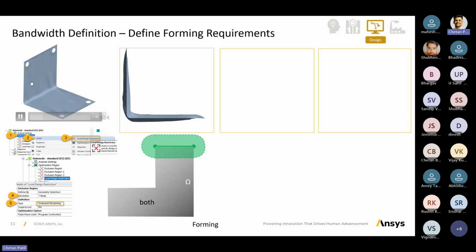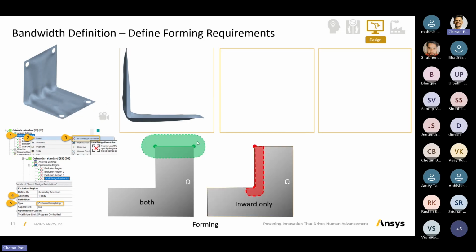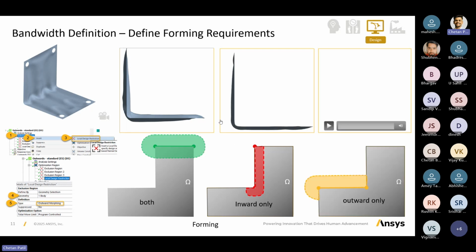You can also define constraints, like what amount of nodal displacement should be allowed. That has been defined here, and you can see how the morphing is generated in both directions. This one is for inward only, so you can see the morphing takes place only in the inward direction. And this is for the outward. Basically, this way you can optimize your models with respect to the extended controls.